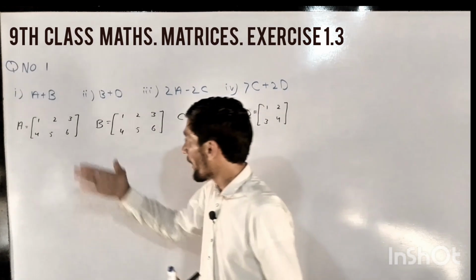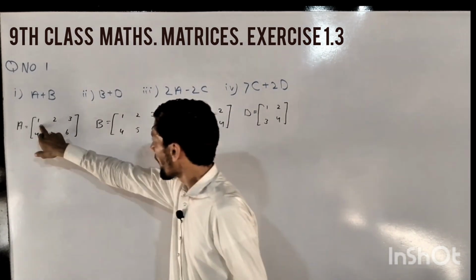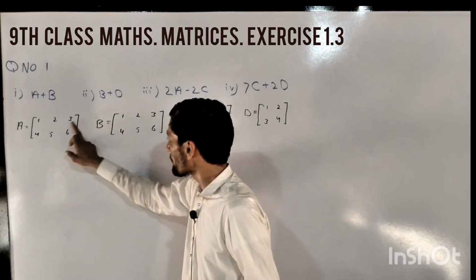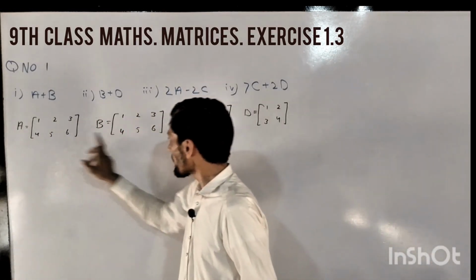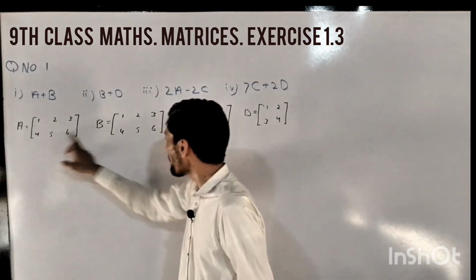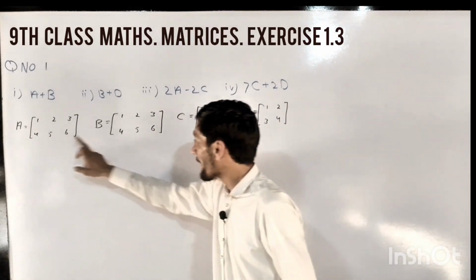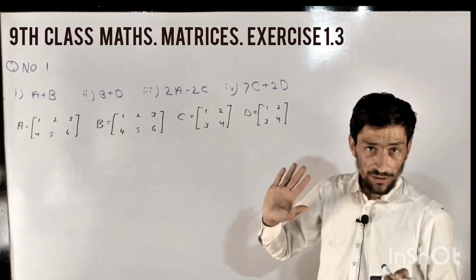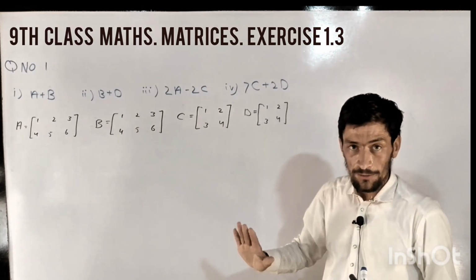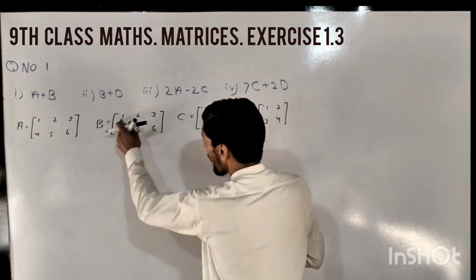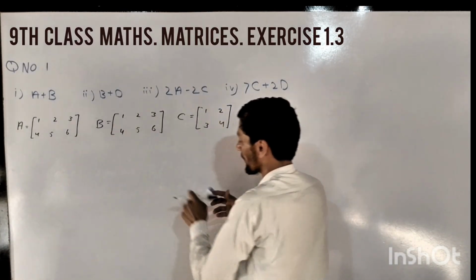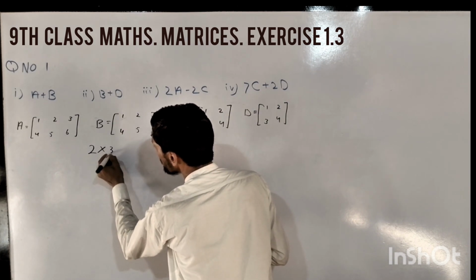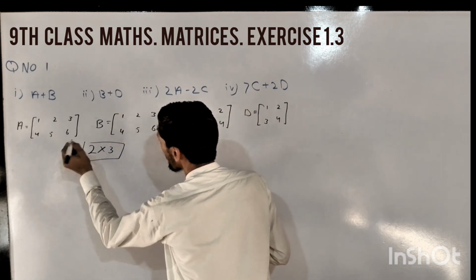It is okay. A can be added with B. For example, 1 plus 1 will be equal to 2. 2 plus 2 will be equal to 4. 3 plus 3 will be equal to 6. 4 plus 4 will be equal to 8. Similarly, 5 plus 5 will be equal to 10. And at last 6 plus 6 will be equal to 12. The first question is solved right here. It is defined. The dimension of the addition will be 2 by 3, meaning 2 rows and 3 columns. This is the dimension of this.